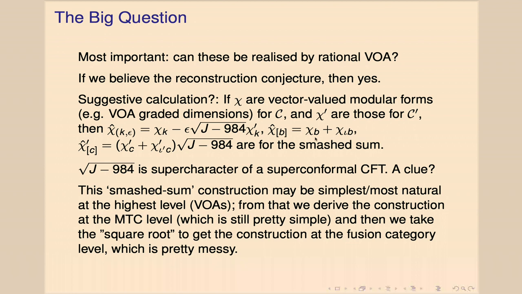If you have vector-valued modular forms for C and for C prime, so these would be, for example, the graded dimensions of your VOA, then you can create vector-valued modular forms for this smashed sum. This is for any of these smashed sums that I talked about on the previous slide. It's a very simple connection. The only thing that's a bit weird is that there are some minus signs, so they can't be true characters. And you also have this square root of j minus some random number. So this is a supercharacter of a superconformal field theory. This suggests maybe that this construction lives in the world of super VOAs, perhaps.